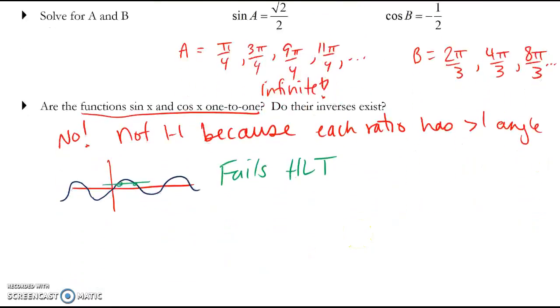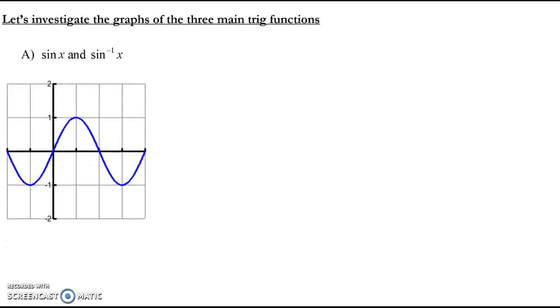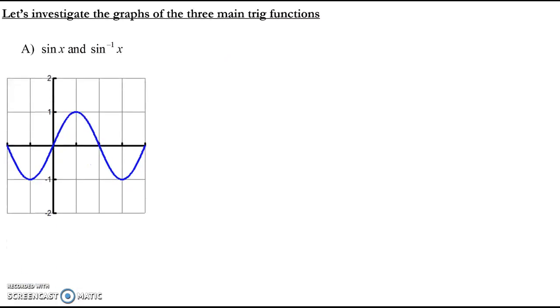All right, so what are we going to do with this knowledge? Let's take a look at how we can restrict the domain for these functions. So this is my current graph of sine of x. Now what we want to do is restrict the graph so that we have every ratio value possible with no repeats. That means we need to include the ratio values that are positive, that are negative, and 0.